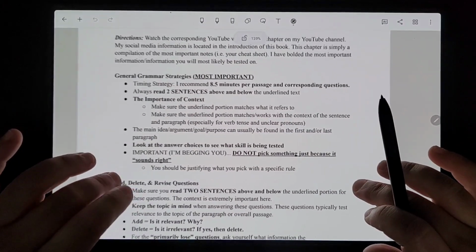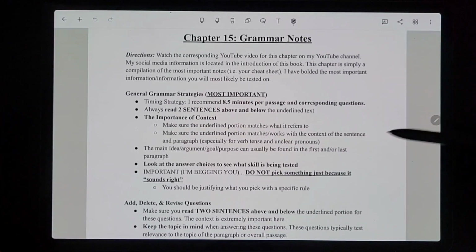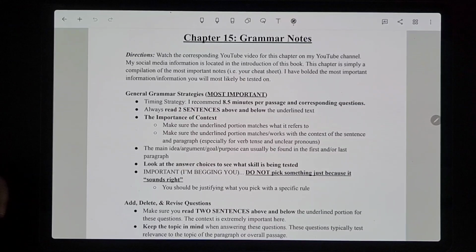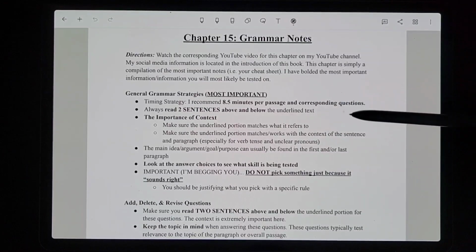Now, chapter 15, you don't even really need your own video for it, but I'm just going to briefly describe how it's set up. It literally is just an accumulation of all the most important notes that we've already gone over from the other chapters. It's your cheat sheet chapter. And I even bolded the stuff that's most important.